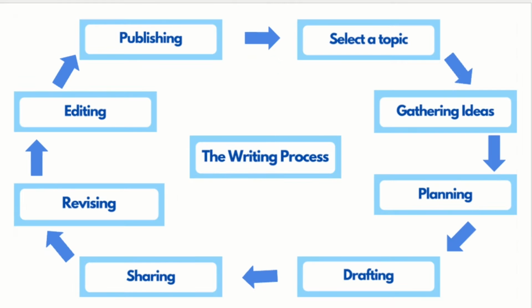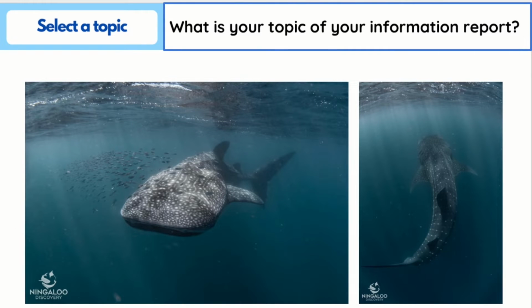We'll follow a writing process. So we'll start off by selecting a topic, we'll gather some ideas and some facts, and then we'll put it into a planning page, and then we will start drafting, sharing, revising, editing, and then we get to publish our work. So let's select the topic.